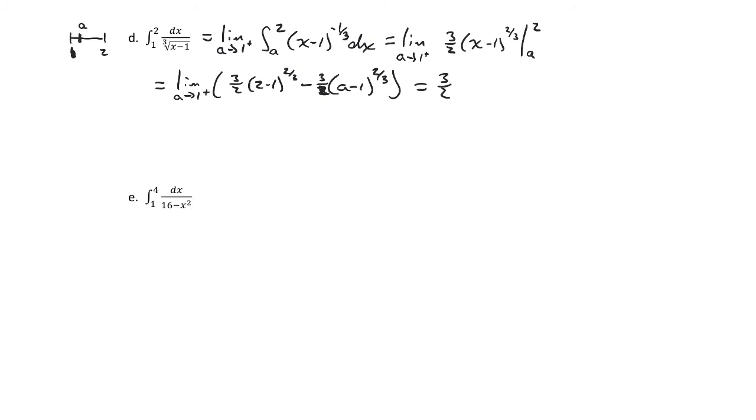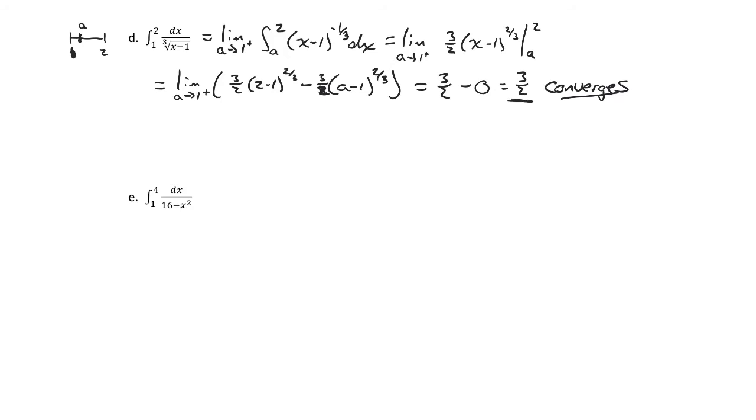And the second term, if a is approaching 1 from the right, we'll have a number that's just a bit larger than 0. But some number larger than 0, but close to 0, to the 2/3 power is really just 0. And so our final answer is 3/2. We have a type 2 improper integral that converges, and it converges to 3/2.